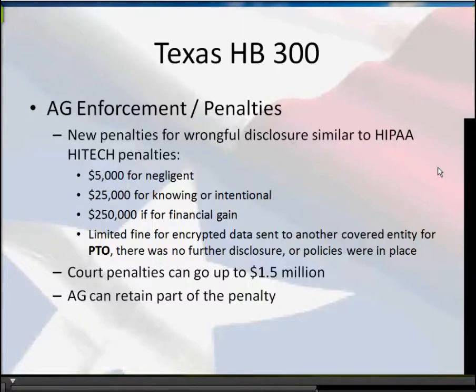The AG has enforcement and penalties outlined. There are new penalties for wrongful disclosures, similar to HIPAA and HITECH penalties. $5,000 for neglect, $25,000 if you knew about it or it was intentional, $250,000 if it was done for financial gain. And there's a limited fine for encrypted data sent to another covered entity for payment, treatment, or healthcare operations, or there's no further disclosure, or policies were in place. So those are the exceptions.